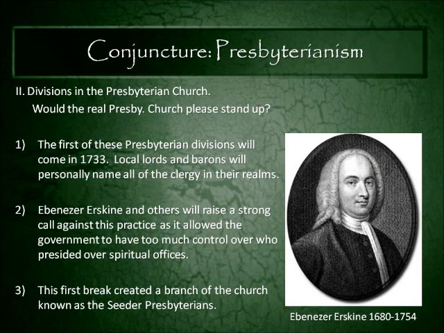So the first and probably most notorious of these divisions is what is known as the Seceder division, which will produce the Seceder Presbyterian Church. And here's basically what happened. In 1733, many of the local lords and barons will try to claim the prerogative that they can name all the clergy in their realms.